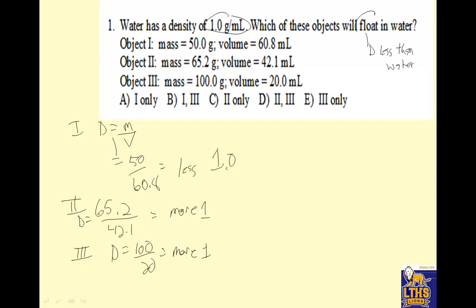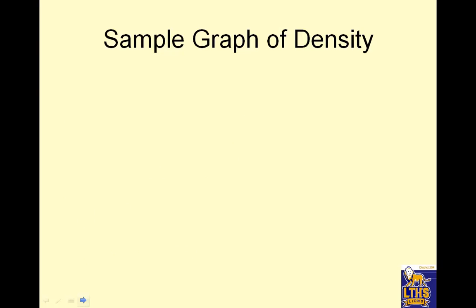Okay, so which objects will float? So I need something with a density less than water. That means it is number 1 only. Okay, these other things have a density more than water, so they'll sinky, sinky, sinky.